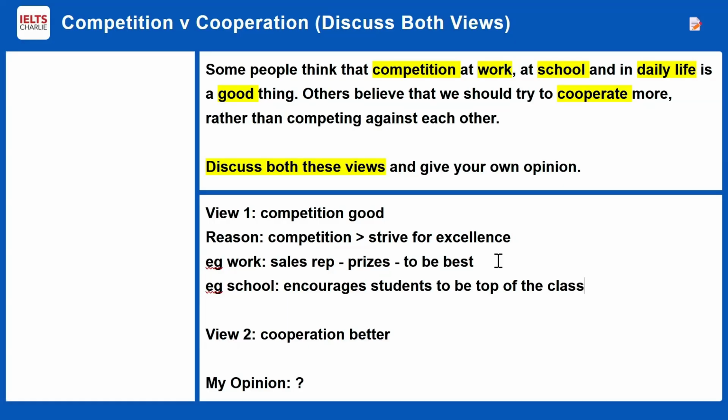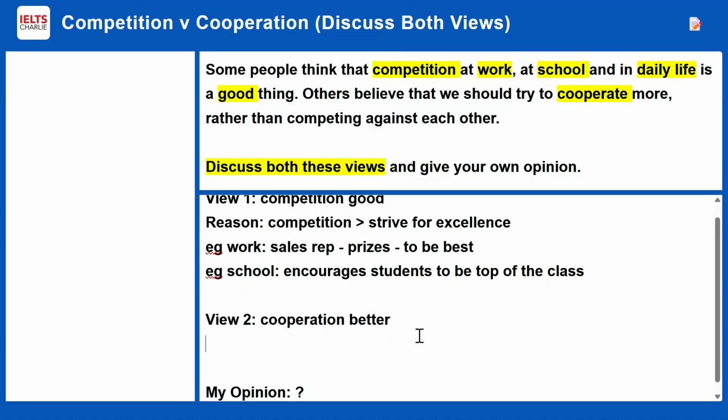When I was a school child many, many years ago, they used to put lists up on the classroom notice board about the exam results, and it would rank all the students in the class from first to last. So you kind of wanted to be near the top. So it may encourage students to be top of the class. So these are two examples to support this particular idea of striving for excellence. I think this might be enough to explain that first view. You could think of a second reason, but I think that might be enough for this particular essay.